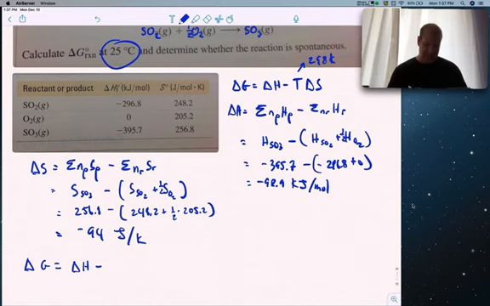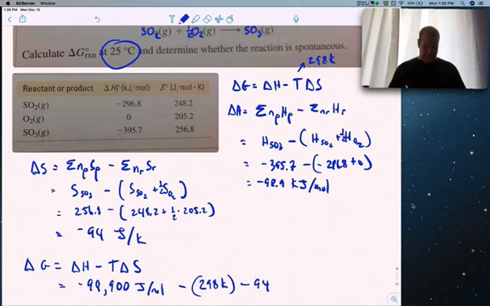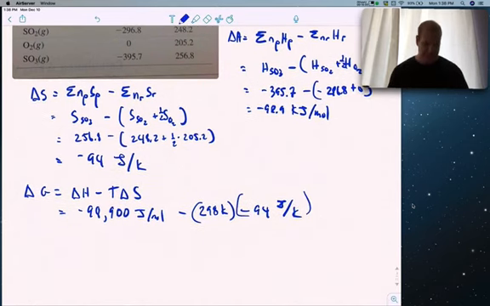So now we have to do delta G is delta H minus T delta S. Delta H is minus 98,900 joules per mole, minus temperature 298 Kelvin, times entropy minus 94 joules per Kelvin. Let's put that in our calculator: minus 98,900 plus 298 times 94, and we get minus 70,888 joules per mole, which equals minus 70.9 kilojoules per mole.